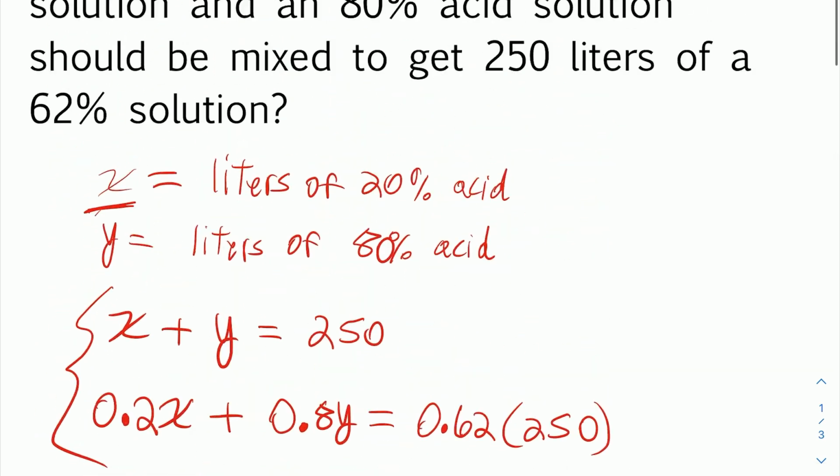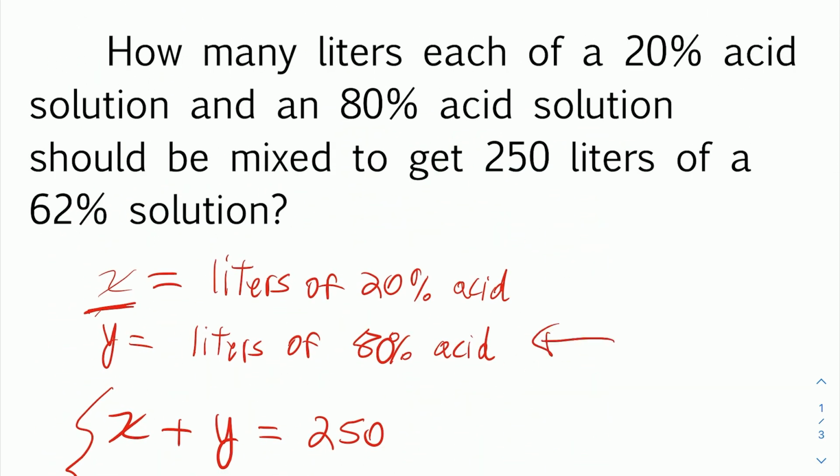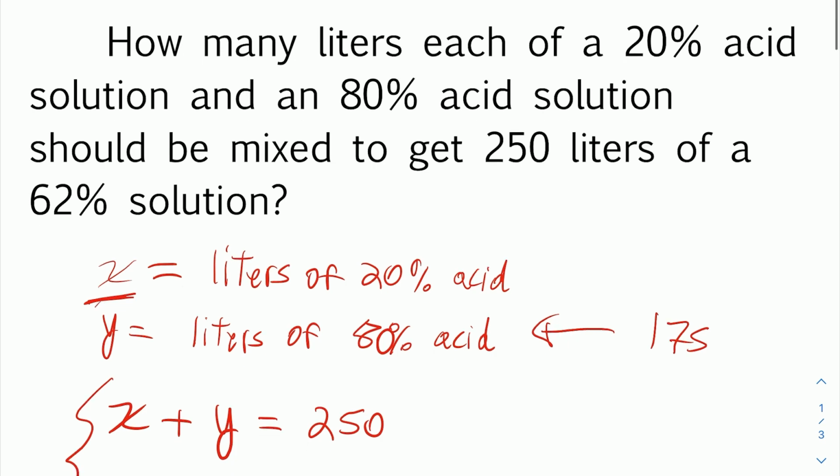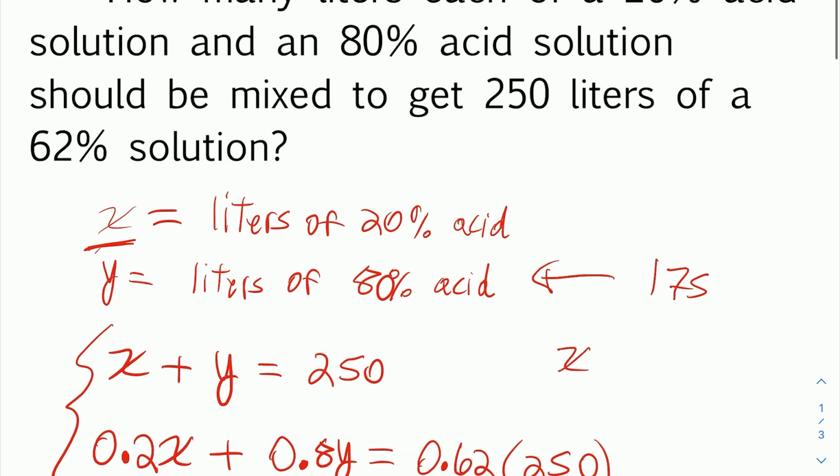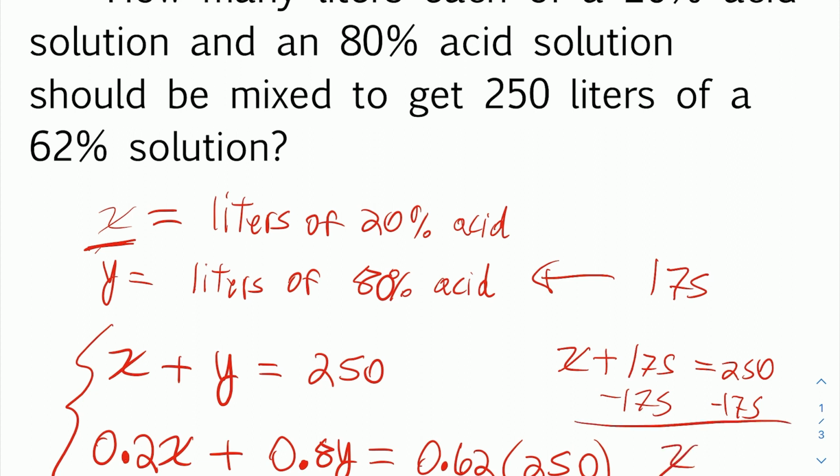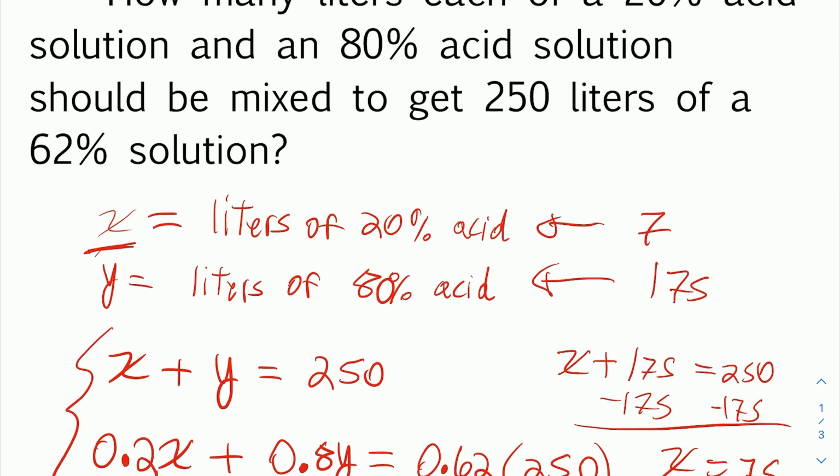So I know y, which is the number of liters of the strong acid, is 175. And because I know that x plus y, which is 175, is equal to 250, I can subtract 175 from both sides to get that x, the amount of weak acid, should be 75. So those are the amounts that should be mixed. We should mix 175 liters of the 80% acid with 75 liters of the 20% acid to get 250 liters of a 62% acid.